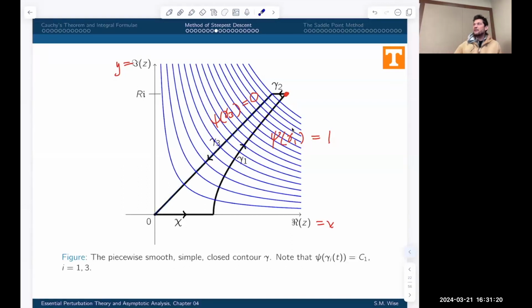Now we still have to check the other conditions, the other requirements that we had, namely that phi is decreasing along this curve as we move out. Now remember what we know about complex conjugates, or what do we call them? Conjugate.